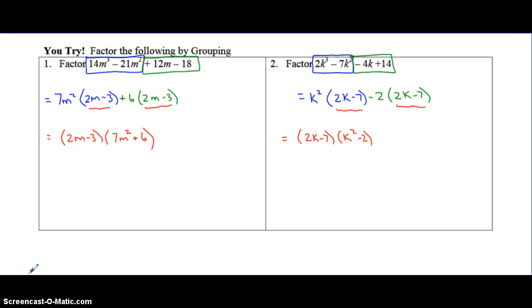So take a minute, pause the video, try these two examples on your own. Remember, box the first two, common factor, box the second two, common factor. The two brackets should be the same. When you're done, play the video to check your answers. So pause now and try example 1 and 2. Alright, here are your answers, so if you want to check them over.